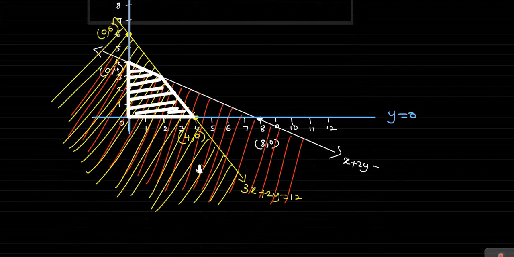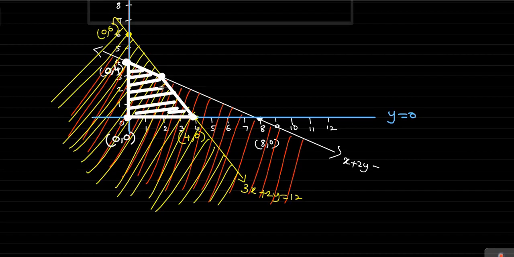So let's name the corner points now. Since it's bounded, wherever two lines join, that is the corner point. So here 0, 4 is one of the corner points, 4, 0 is the other corner point, and this corner point we don't know. When we have drawn the proper graph, yes, we can identify.